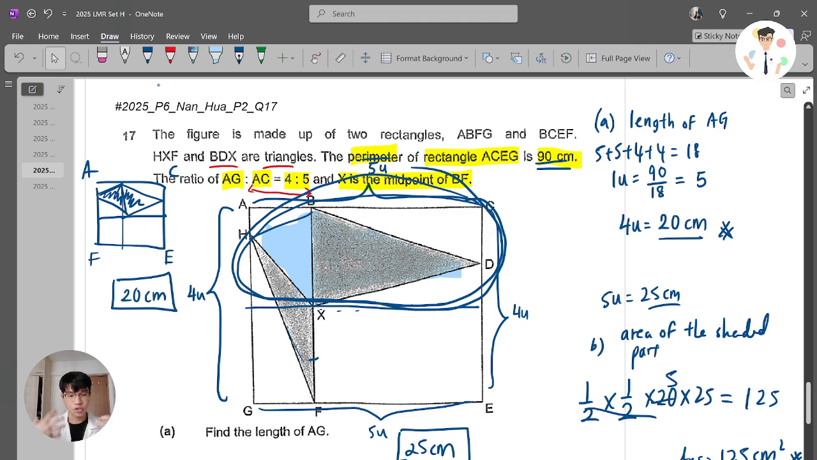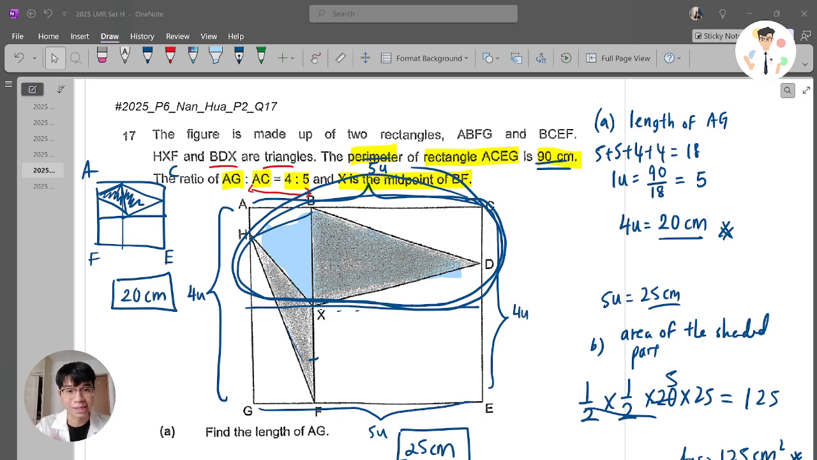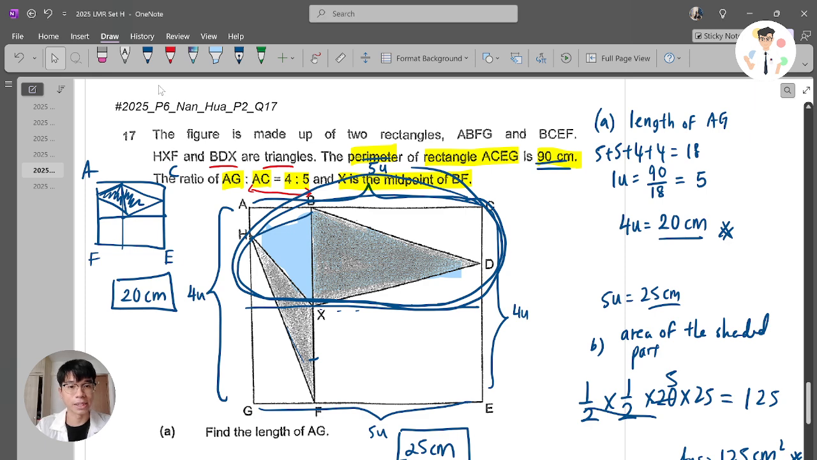Again, this is challenging your knowledge of the properties of triangle. If you don't understand what I'm trying to say, perhaps you need to quickly do revision on the properties of triangle.